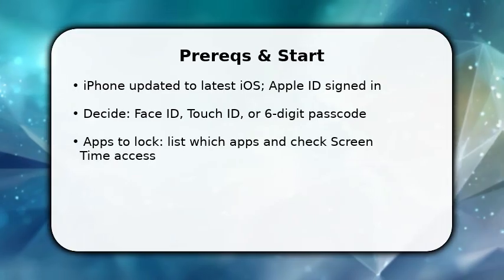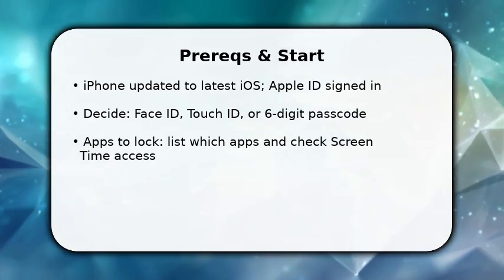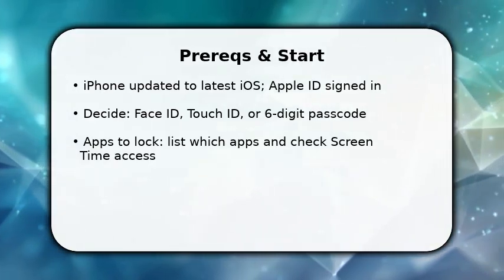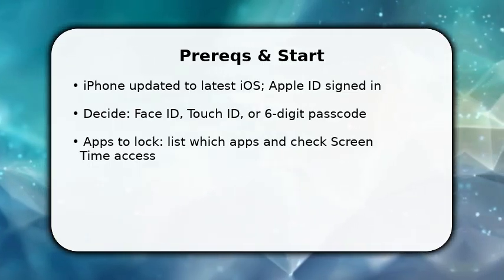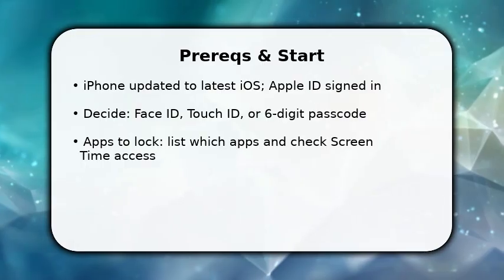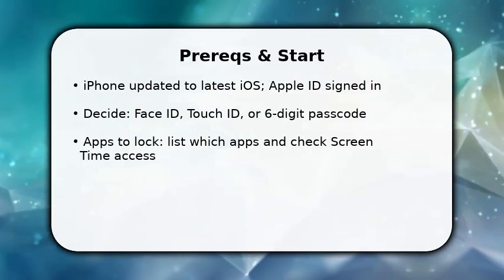You need an updated iPhone and an Apple ID signed in. Once done, choose your authentication method: Face ID, Touch ID, or a 6-digit passcode. Make sure you've listed which apps you want to protect and that you can access screen time settings.